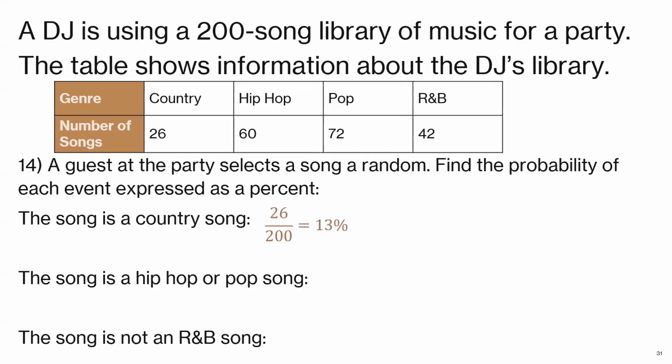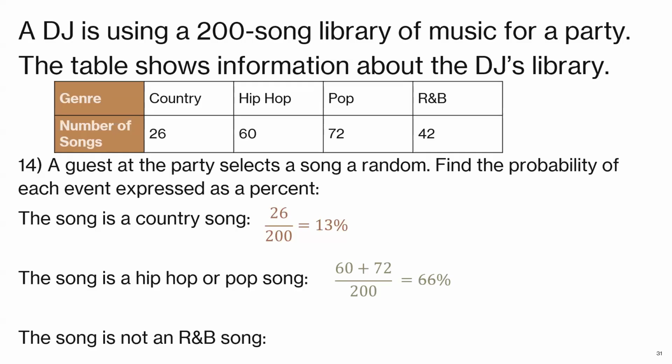Okay. The next probability is the probability that the song is a hip hop or a pop song. When we have an or situation like this and we're combining 2 things, we're going to add their 2 results. So here there are 60 hip hop options and 72 pop options. I'm going to add 60 and 72 out of my total 200 options and convert that to a percent, and we get 66%.